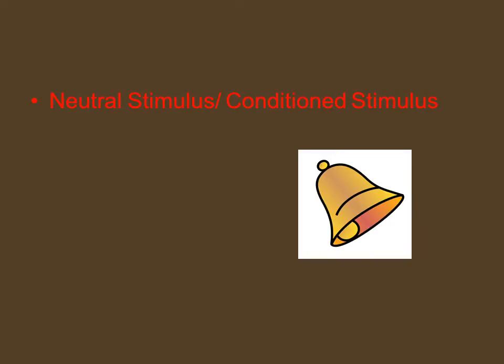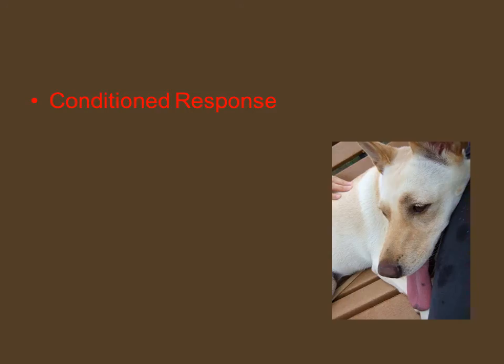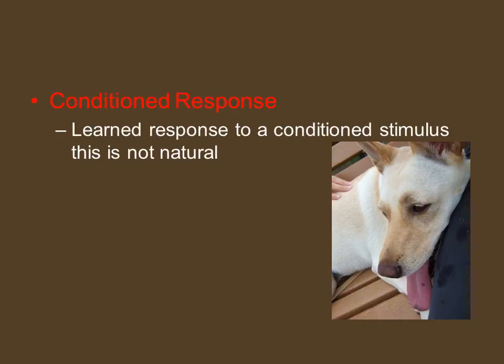Pretty soon, you're going to pair them enough times. The neutral stimulus will become the conditioned stimulus, a stimulus that's been associated with the natural response. In this case, it would be the bell. It's now a learned stimulus. Every time the dog hears a bell, it's going to salivate. It now becomes the conditioned response, which would be salivation.